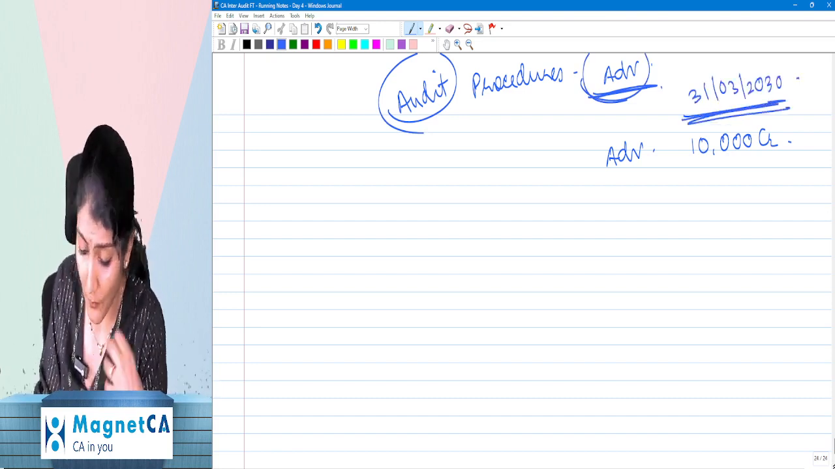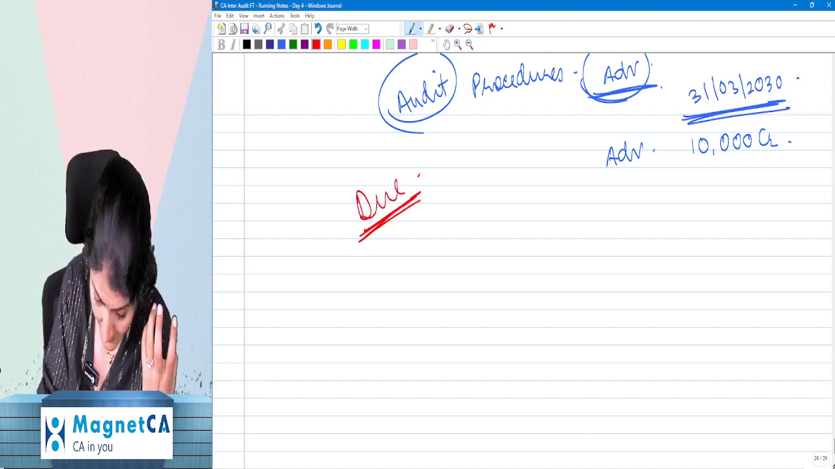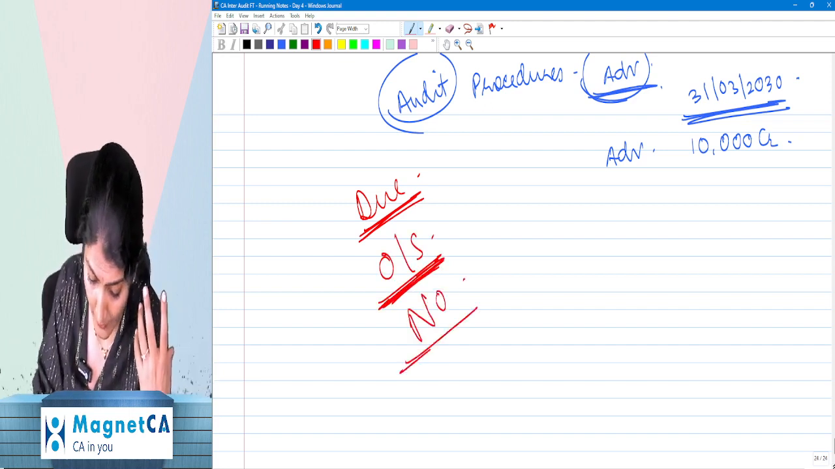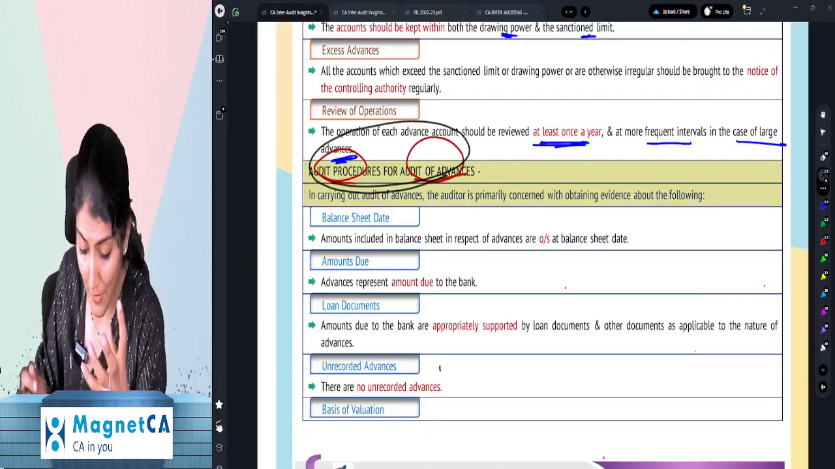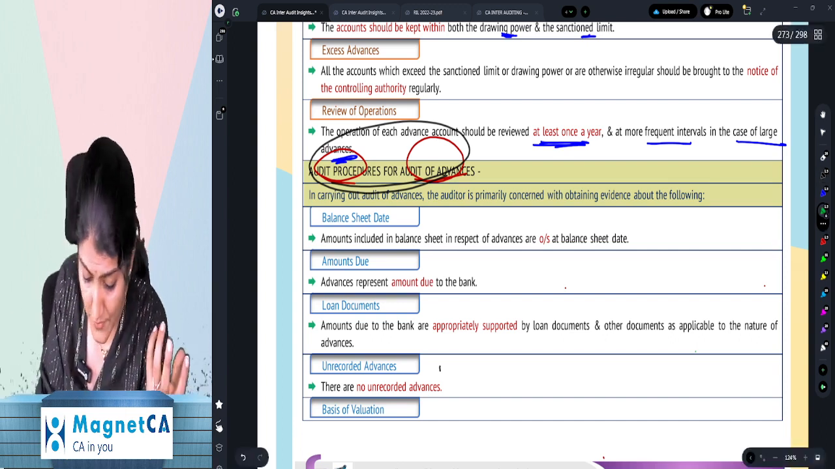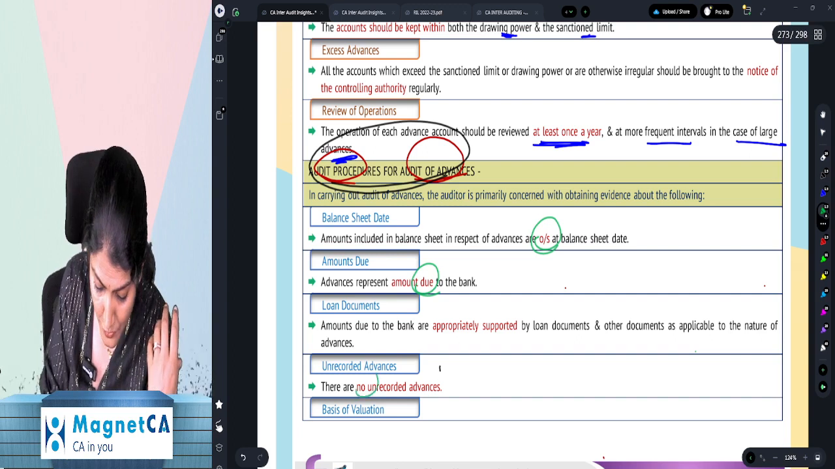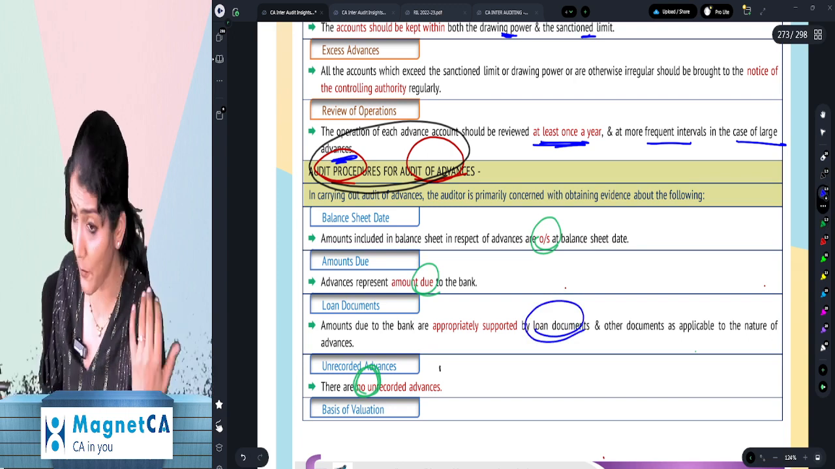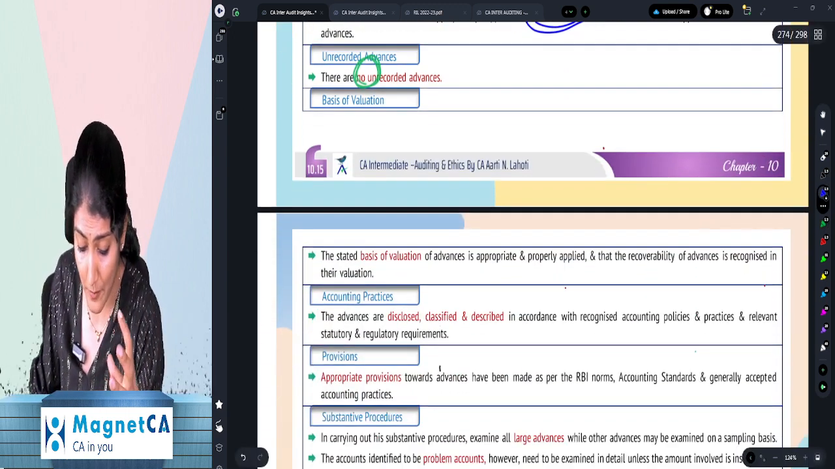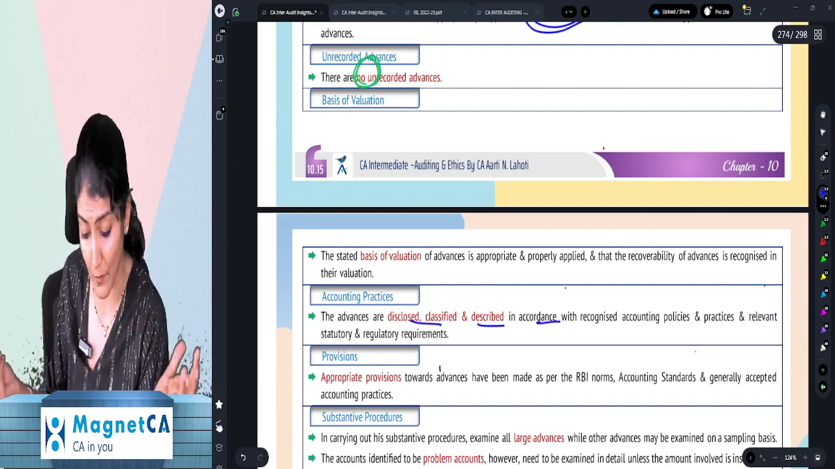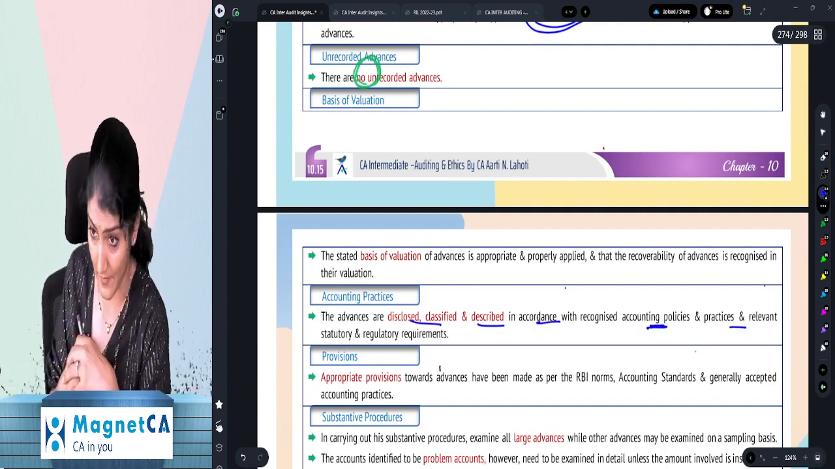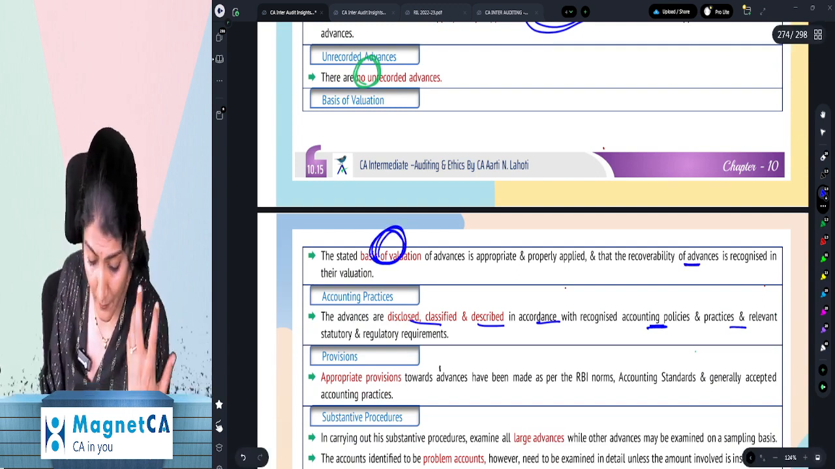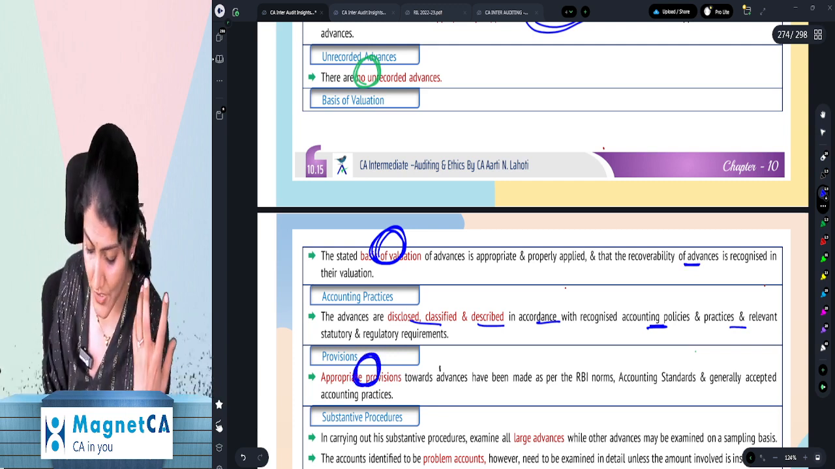Right, so first this 10,000 crore, it should be the amount which is due to the bank. It should be the amount which is outstanding as on the date of balance sheet, and there should be no unrecorded advances. Then all these advances have to be supported by adequate loan documents. Then they should be properly classified, described and disclosed in accordance with the accounting principles and policies. Then also how the valuation of these advances has been done based on the recoverability of advances, and accordingly whether the appropriate provision has been made.